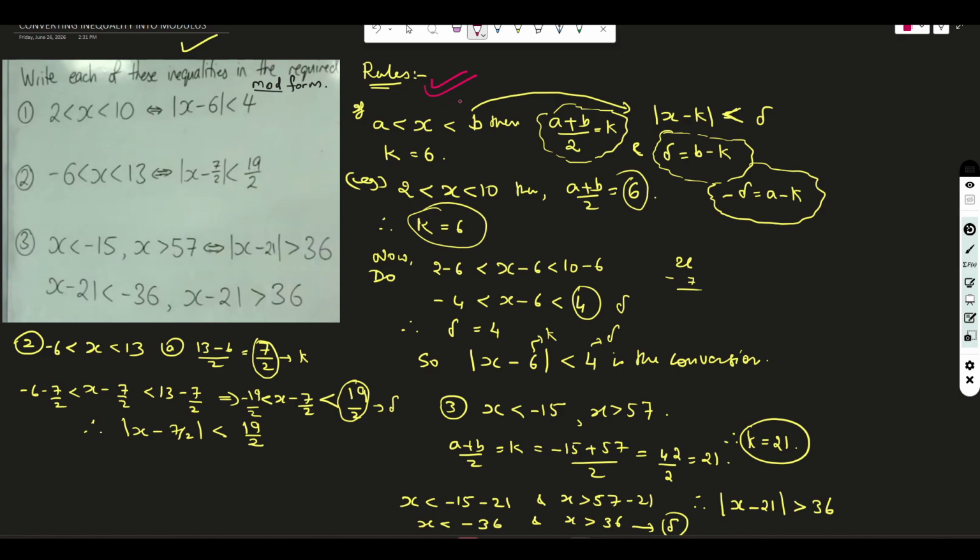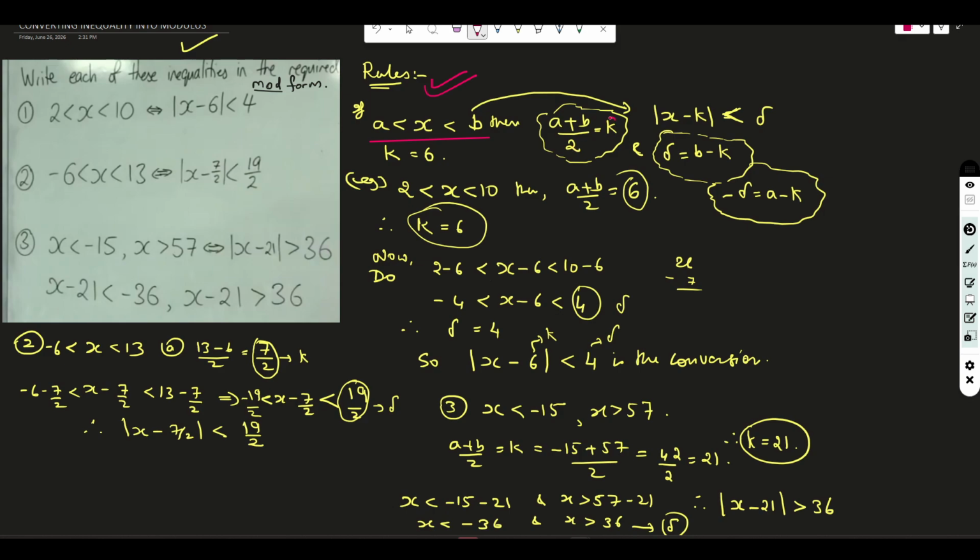Now the rule says that if x is between a and b, this is read as x is between a and b, or you can read it as x less than b and x greater than a. Okay, so if this inequality is given to you, then you have to find one value which is nothing but (a plus b) upon 2. That is the arithmetic average of the extreme values of this inequality, that is a and b. So what you can do is you just add a plus b and then divide the whole thing by 2. Whatever quantity you get, that will be your k.